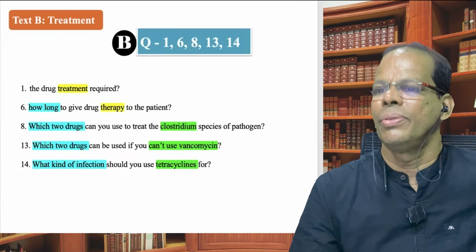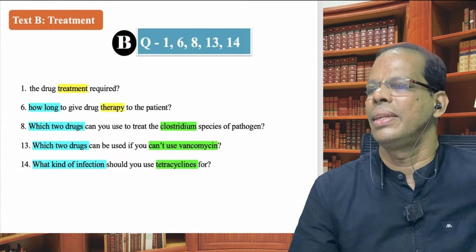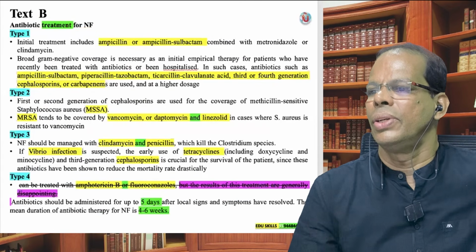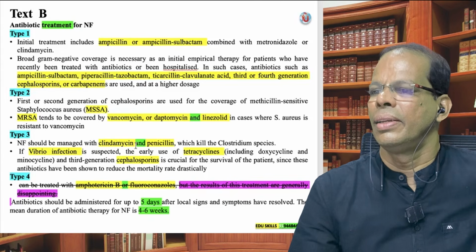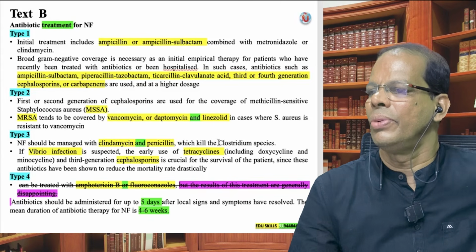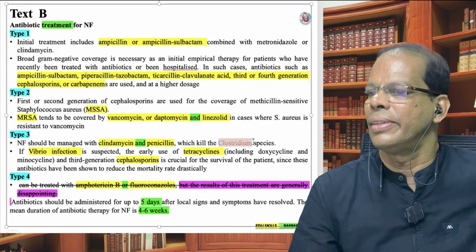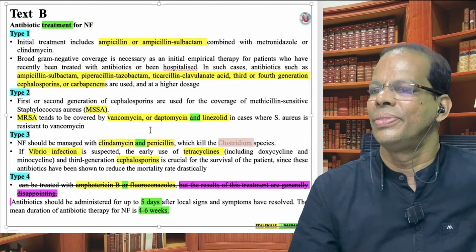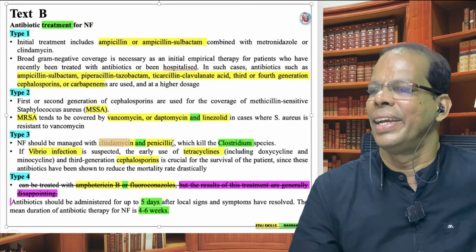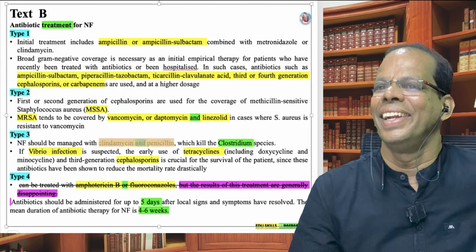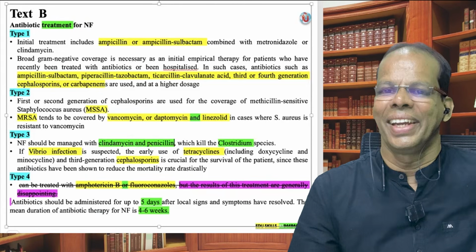Next question, which 2 drugs can you use to treat Clostridium species of pathogen? Where is Clostridium? Type 3, for the clindamycin and penicillin. We did not highlight this. This we should have highlighted, right? So the answer is clindamycin and penicillin. I said when there is a conjunction, that must be the answer, right? And that is right.